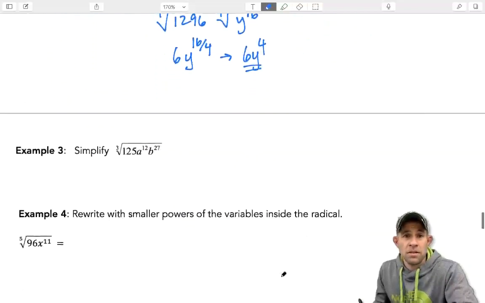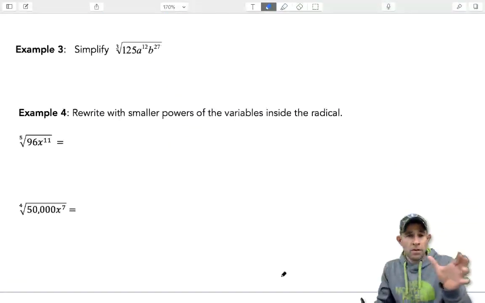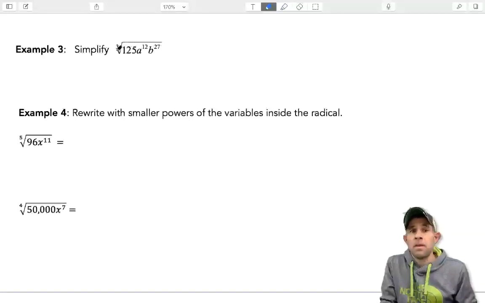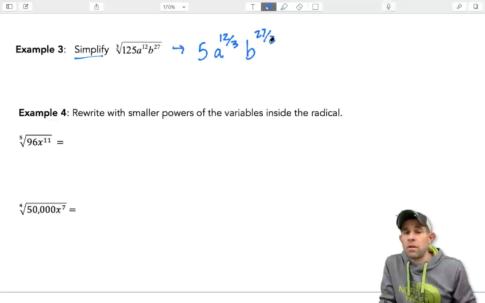All right, you can see how this can get a little bit complicated. So just try to keep your power tables handy and in front of you. For example, let's simplify the cube root of 125 a to the 12th b to the 27th. So I'm going to rewrite this. The cube root of 125 is 5. A to the 12th to the third power can be rewritten as a to the 12 thirds power, and then b to the 27 over 3. So this all simplifies to 5 a to the 4th b to the 9th.